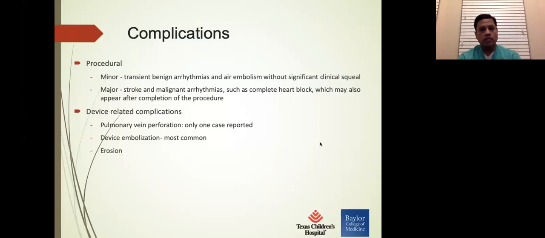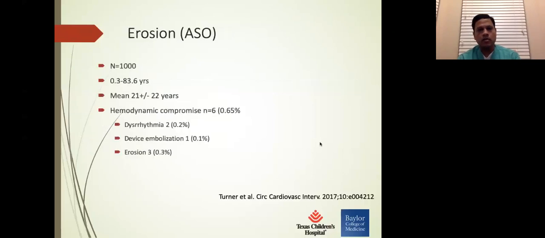Pulmonary vein perforation, there has been only one case reported. Device embolization is probably the most common major complication associated with transcatheter ASD closure. And then erosion, although it is talked about a lot, the incidence is about 0.3%. So there was a big paper which came out from the Amplatzer trial, about 1,000 patients.